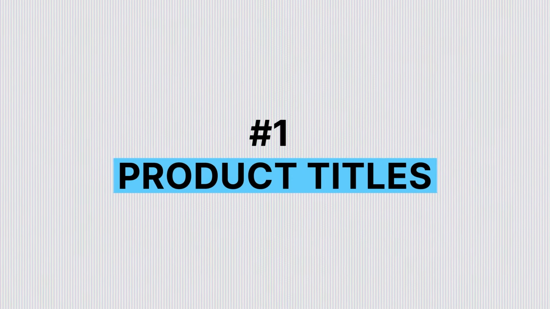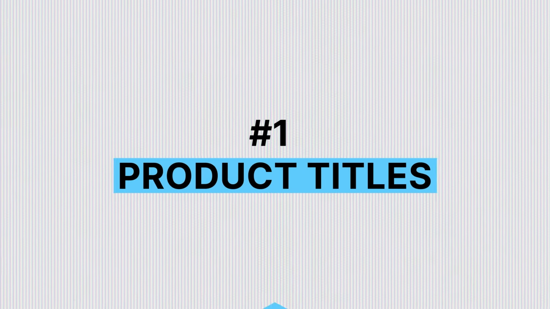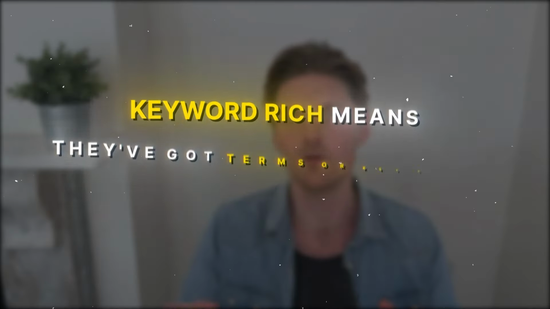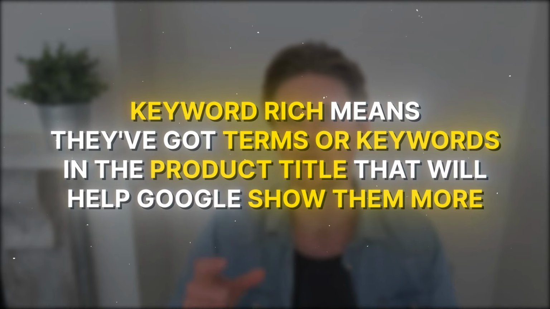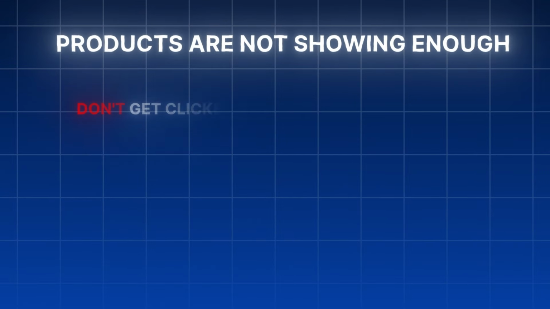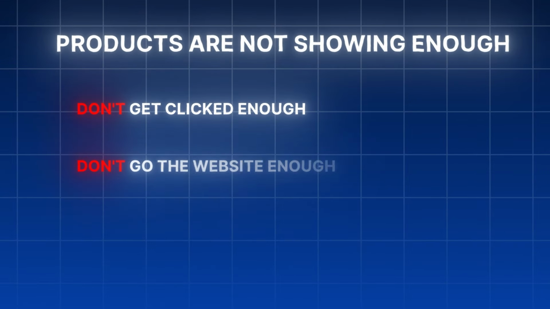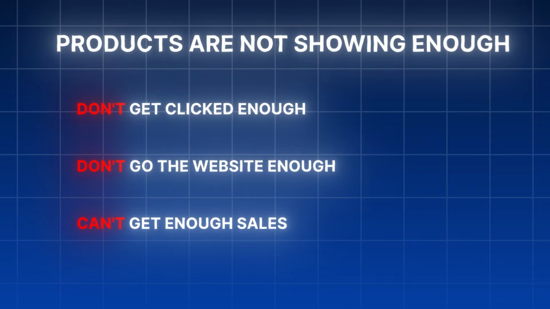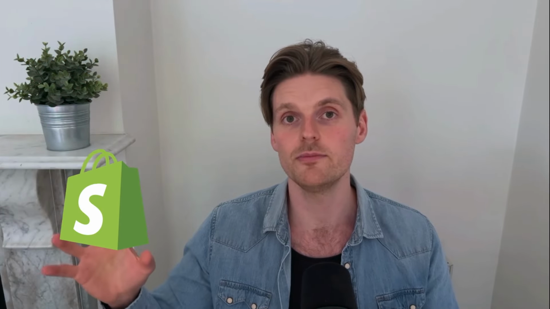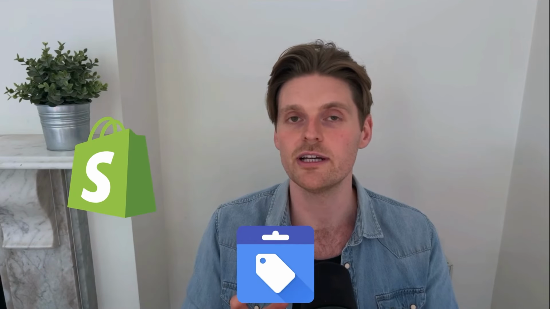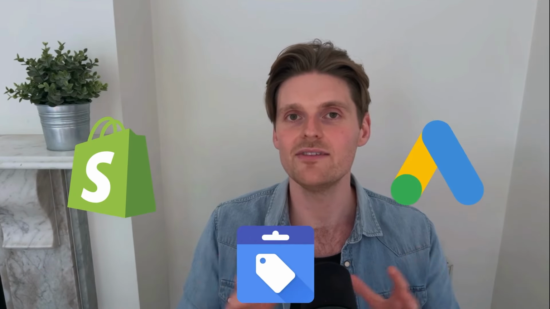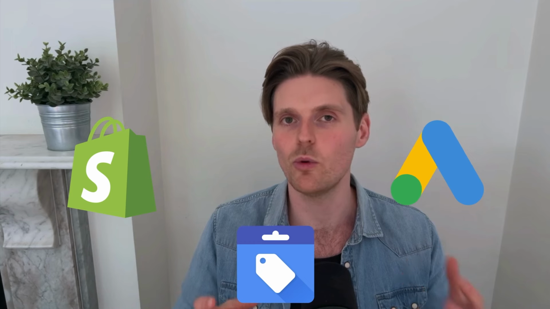Number 1, product titles. Most of the time with most businesses, their product titles are not keyword rich. Keyword rich basically means they've got terms or keywords in the product title that will help Google show them more. Most of the time, people's products are not showing enough. So then they don't get clicked enough, don't go to the website enough, can't get enough sales. What happens is most people just import their shopping feed from Shopify into their Google Merchant Center directly to Google Ads. And that gives no description to Google Ads about what the product is.